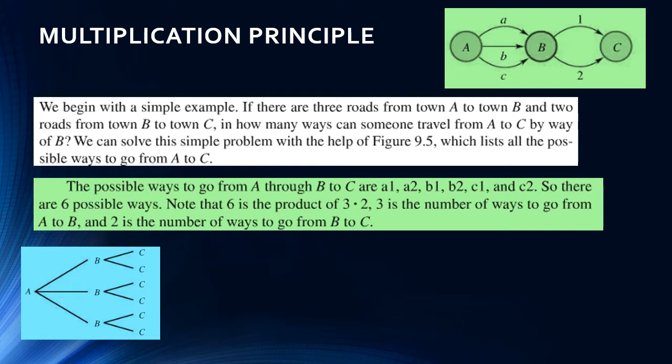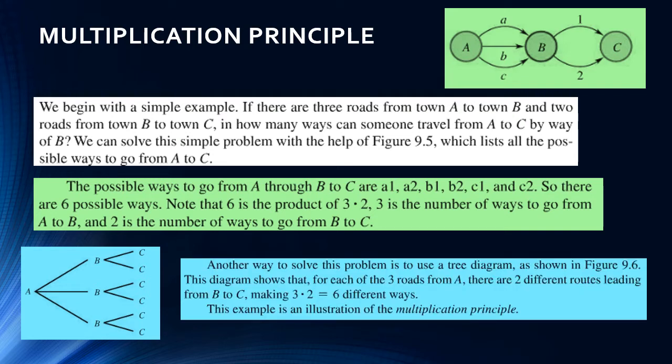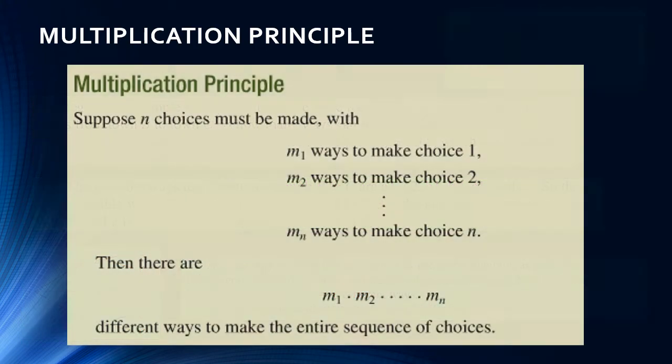Here's a tree chart, another way of demonstrating it. And we can see that there are 6 routes that you can follow. This example is an illustration of the multiplication principle. The multiplication principle: suppose n choices must be made, with m sub 1 ways to make choice 1, m sub 2 ways to make choice 2, etc., all the way down to m sub n ways to make choice n. Then there are m sub 1 times m sub 2, etc., times m sub n different ways to make the entire sequence of choices. So this is just saying when you have multiple choices, the number of different possible choices is the product of all the individual choices you make along the route, so to speak.